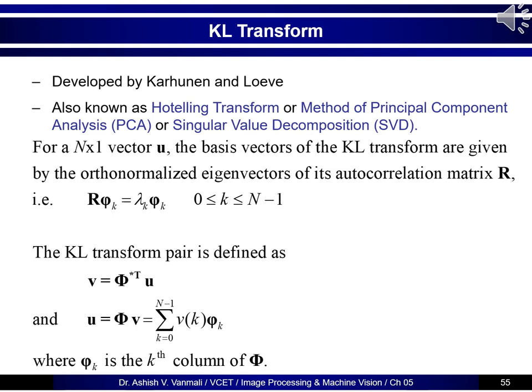The KL transform pair is defined as vector v is equal to matrix phi conjugate transpose times vector u, and the inverse, that is vector u is equal to matrix phi times vector v, which can also be written as summation k running from 0 to N minus 1 of v k times vector phi k, where phi k is the kth column of the matrix capital phi.